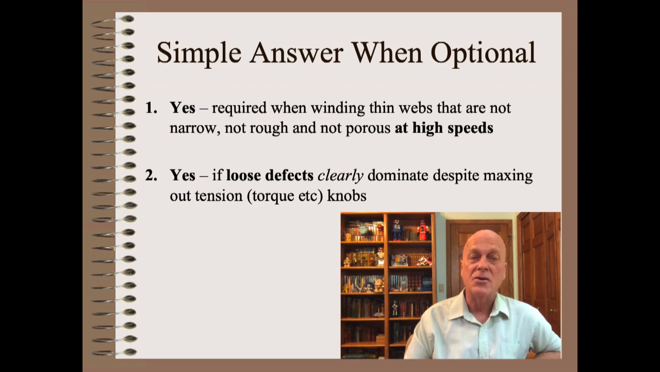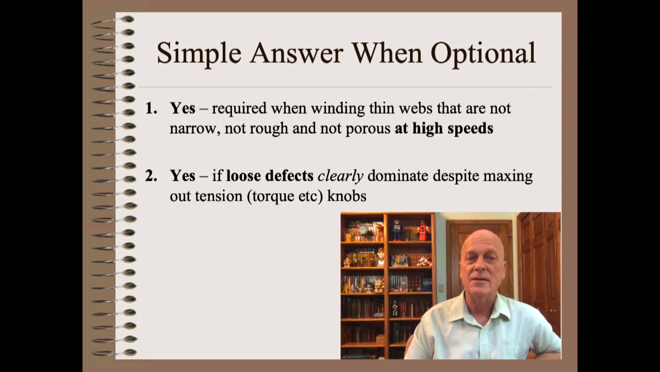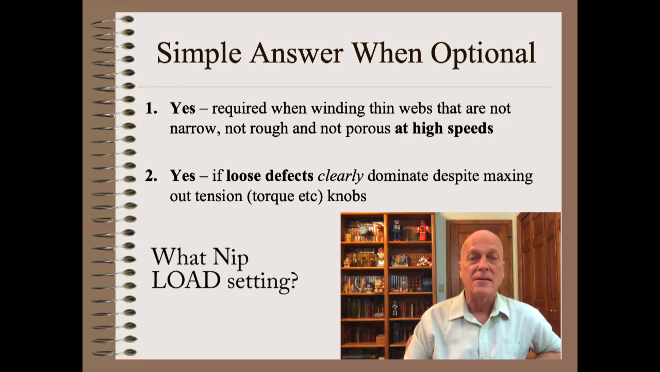In fact, any situation where loose defects clearly dominate, even though you've pegged the tension knob, clearly cries for a nip. Yet, even this is not simple. What is a loose defect? What is a tight defect? It also does not get into what it means to peg a knob, such as the tension knob. Can my web, winding roll, or machine be made to take higher tensions? It also does not answer the next question of what nip load setting I should use.